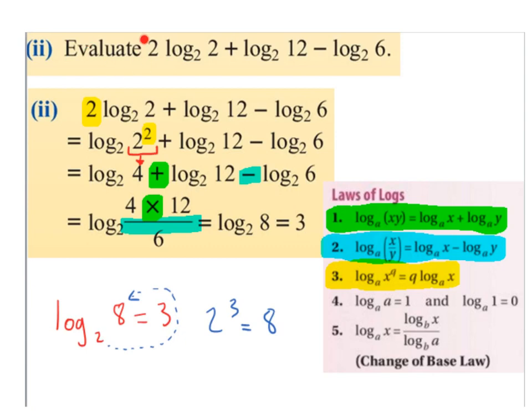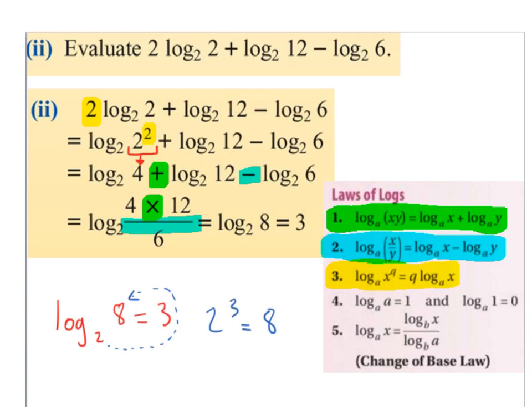Evaluate 2 log base 2 of 2 plus log base 2 of 12 minus log base 2 of 6. Now this example doesn't actually require any solving. It's just evaluate, which we can also say is simplify, or just basically work out the value of. Okay, so we have 2 log base 2 of 2 plus log base 2 of 12 minus log base 2 of 6.